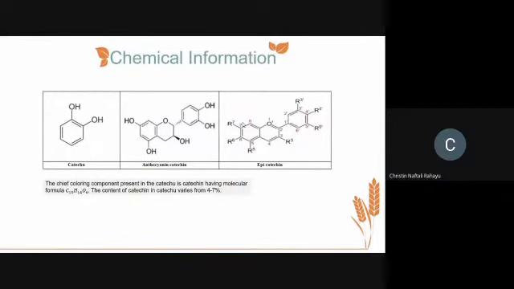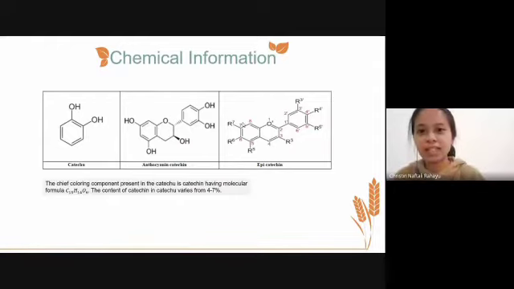Okay, the next is chemical information. The chief coloring component present in catechu is catechin, having the molecular formula C15H14O6. The content of catechin in catechu varies from 4 to 7%.